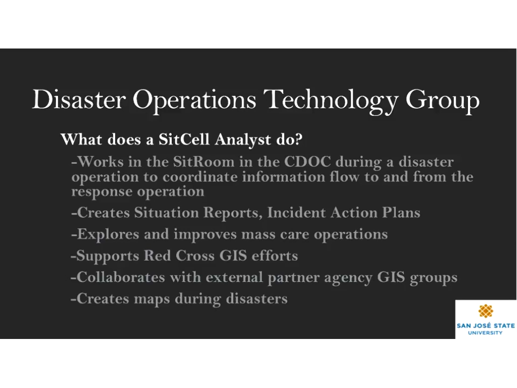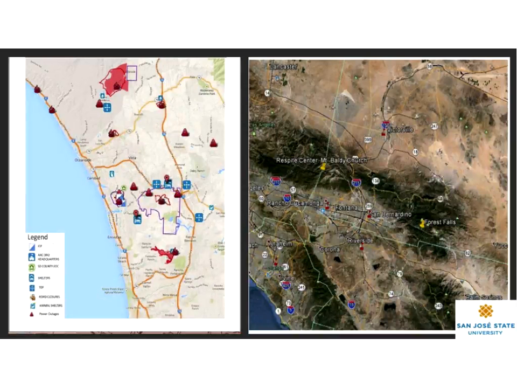The SIT-Cell analysts and the GIS team members also work together to create maps during disasters using GIS mapping software, such as Esri. We create these maps to show where the disaster is within a county or region, such as fires, earthquakes, or landslides, where Red Cross shelters and other shelters are located, where temporary evacuation points are, as well as road closures and power outages. You'll see a couple of examples of maps that were created on the next slide.